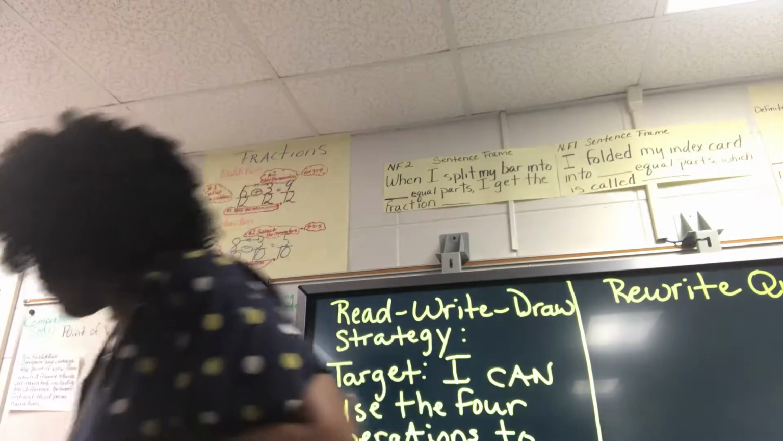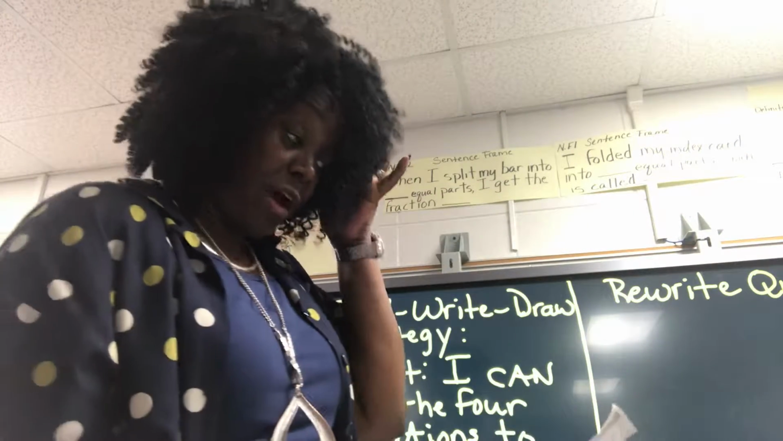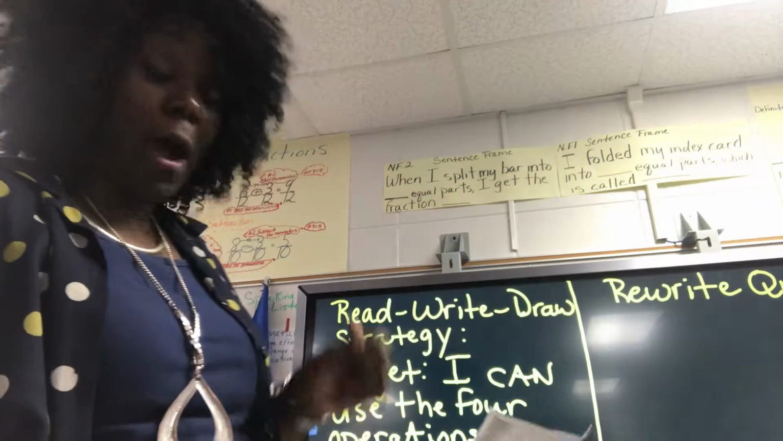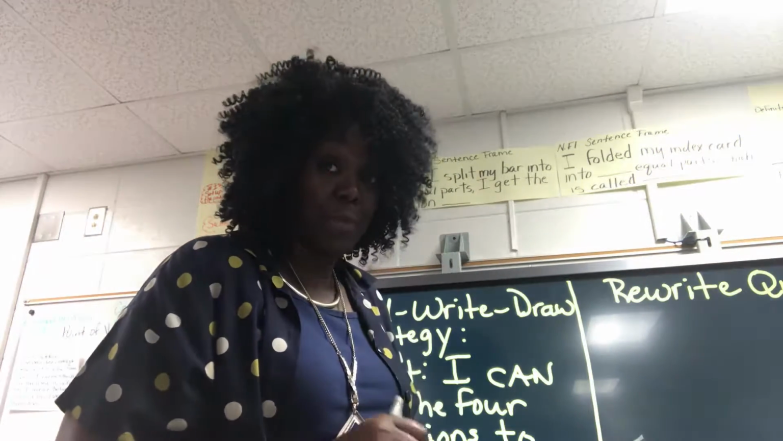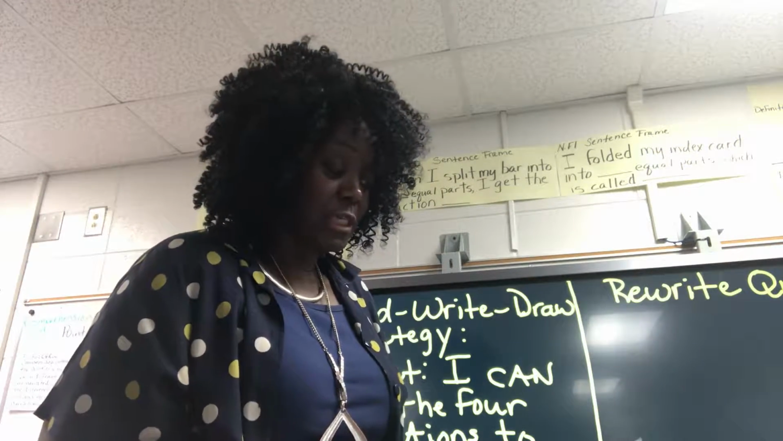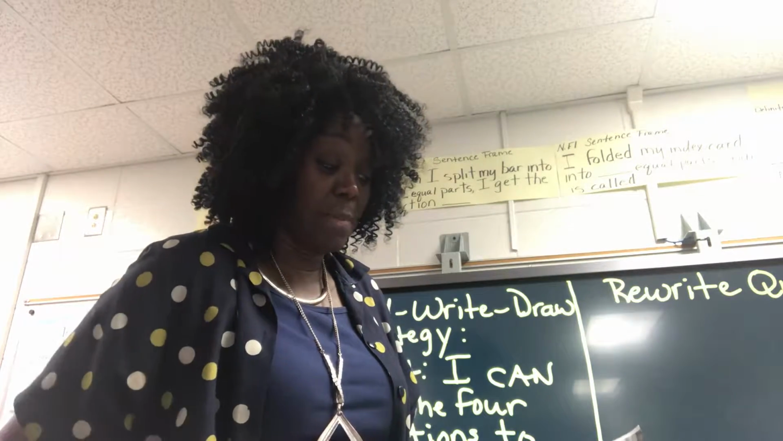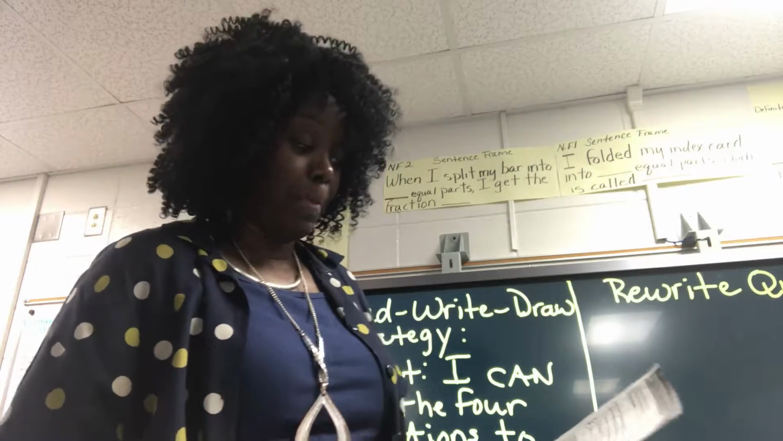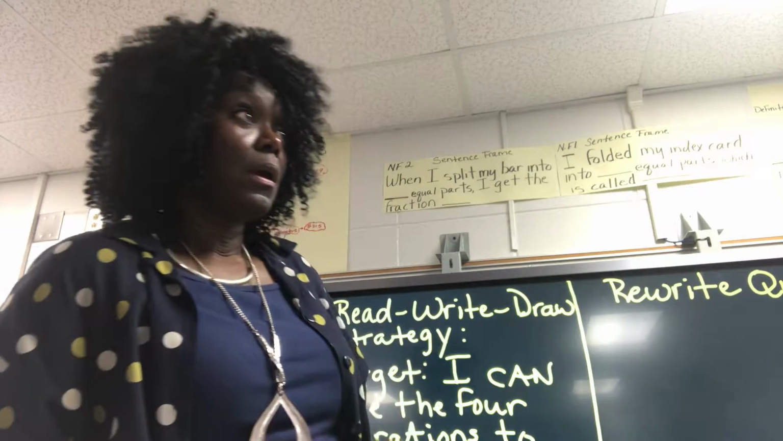So basically, let me get the problem. It involves a word problem, and this is what it says. Carrie has 2 meters of ribbon. She cuts off pieces of ribbon that are 5/10 meter, 1/10 meter, and 7/10 meter. How long is the remaining piece of ribbon?